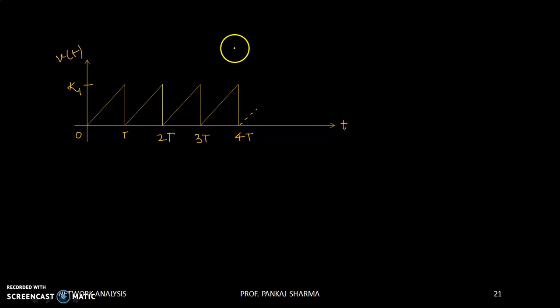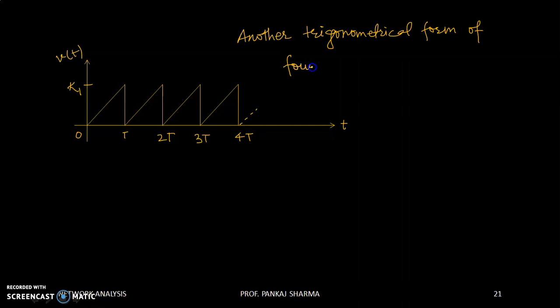We have to find another trigonometrical form of Fourier series, and also we have to draw its line spectrum. This is the question number 2.